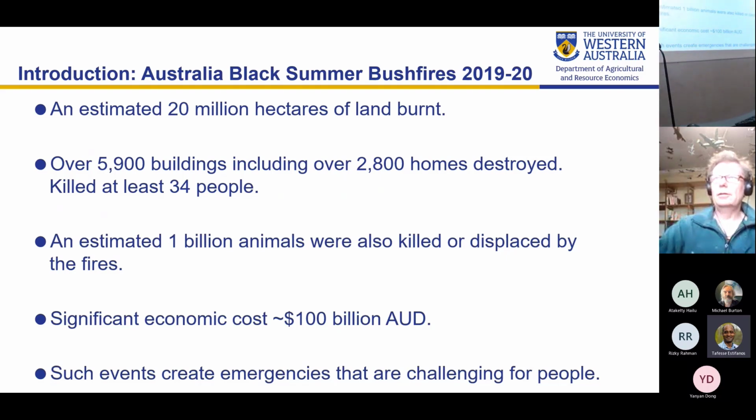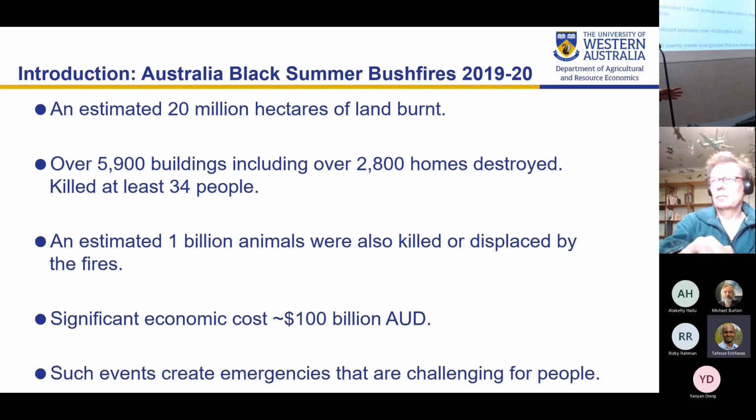So I got a bit of stats about the Black Summer bushfire that happened in Australia back in 2019 and 2020. Very horrific event. You can see the stats there. It created massive damage to the environment, properties, and people's lives as well. And also lots of animals were killed and displaced by the fires. And there was a massive economic cost to the country.